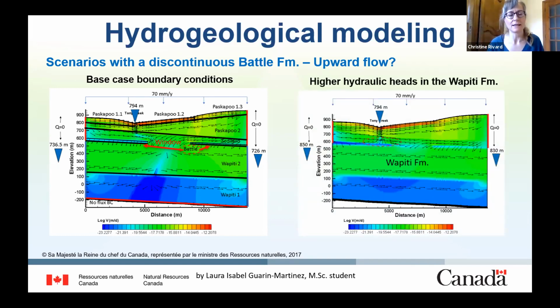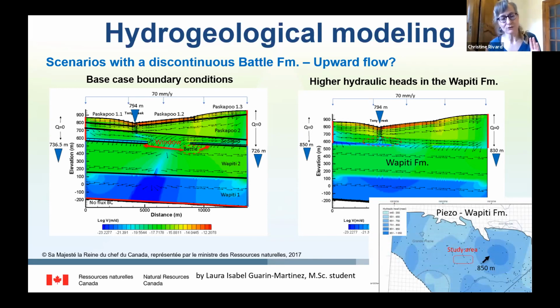The figure on the right now shows the conditions for which we begin to see upward flow. Hydraulic heads in the Wapiti Formation must be increased by more than 100 meters compared to the base case. So this seems quite unlikely. However, the provincial map from which the hydraulic head values of the Wapiti Formation were taken for the base case scenario does not have much data, and an area just northeast of our study area shows this range of values. So this possibility cannot be completely ruled out.